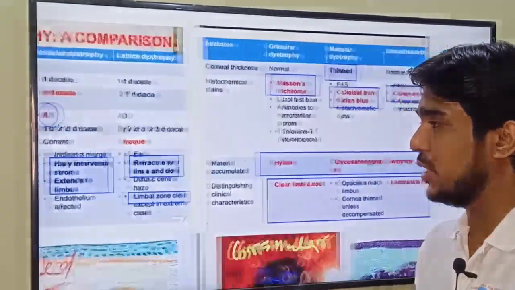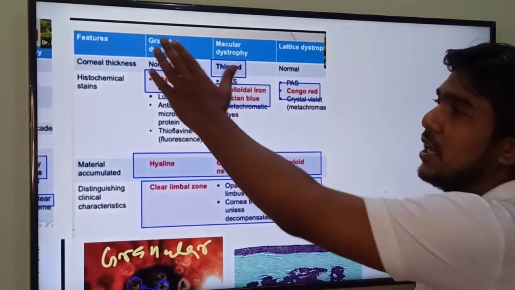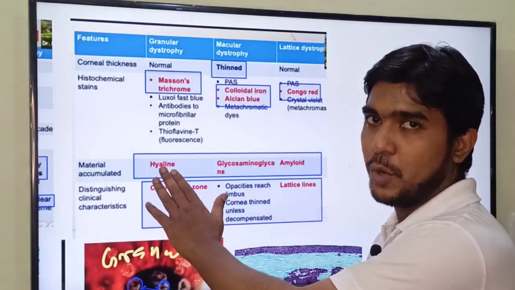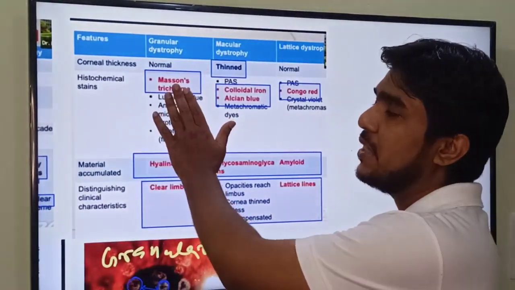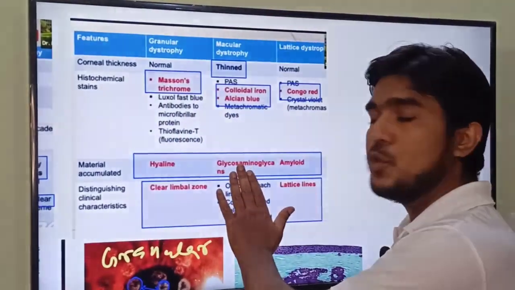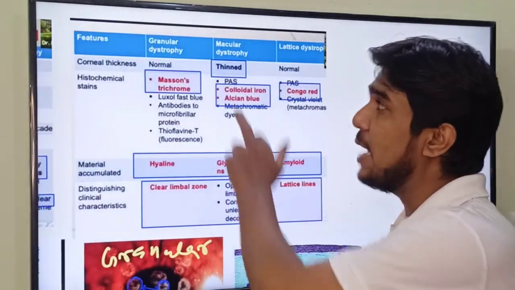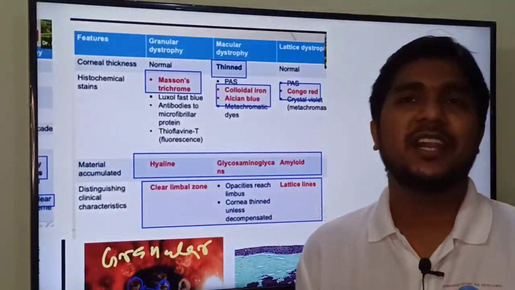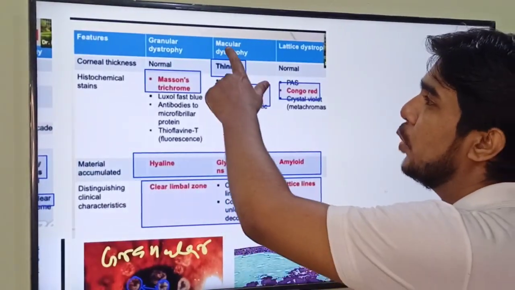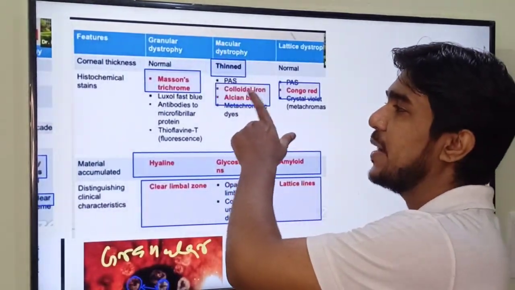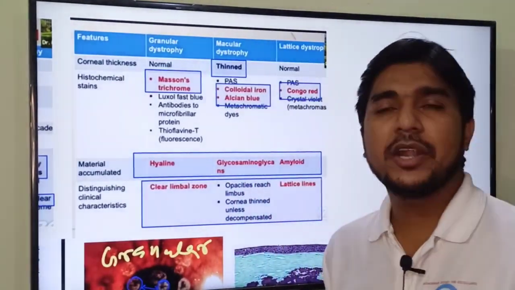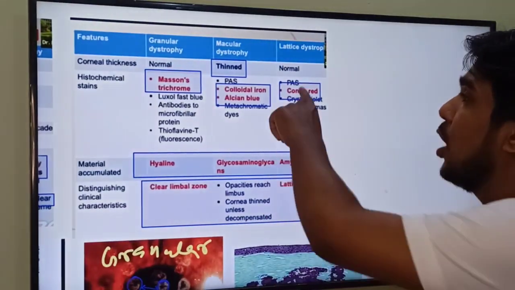Now coming to the second question that can be asked in the examination. In granular dystrophy, what is deposited? Hyaline material is deposited, and so it is stained by Masson trichrome. In macular dystrophy, there is deposition of mucopolysaccharide or glycosaminoglycans. M for macular and mucopolysaccharide; glycosaminoglycan is almost synonymous. So the staining is by colloidal iron or Alcian blue. In lattice dystrophy, amyloid is deposited, and everybody knows that amyloid is stained by Congo red.